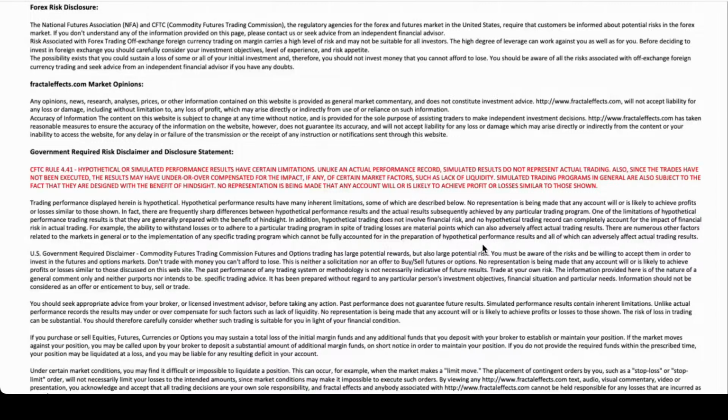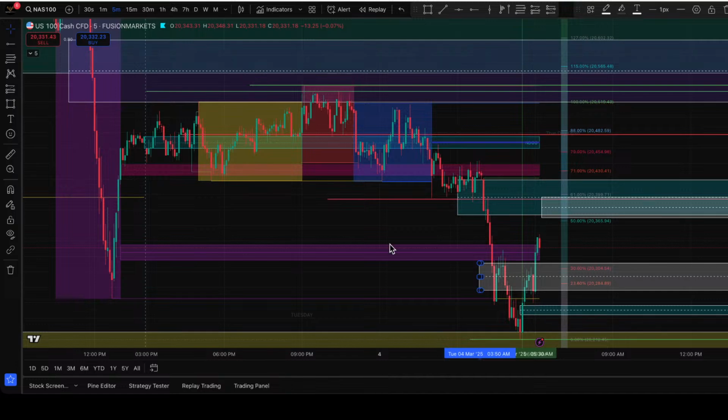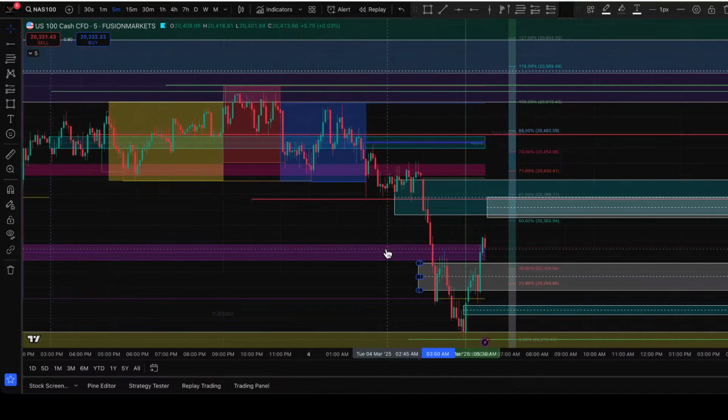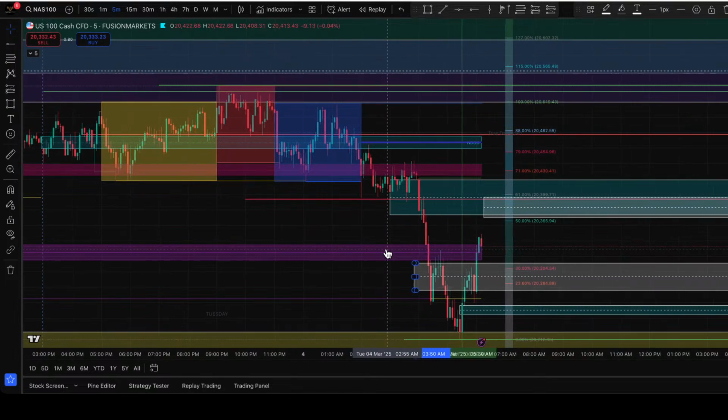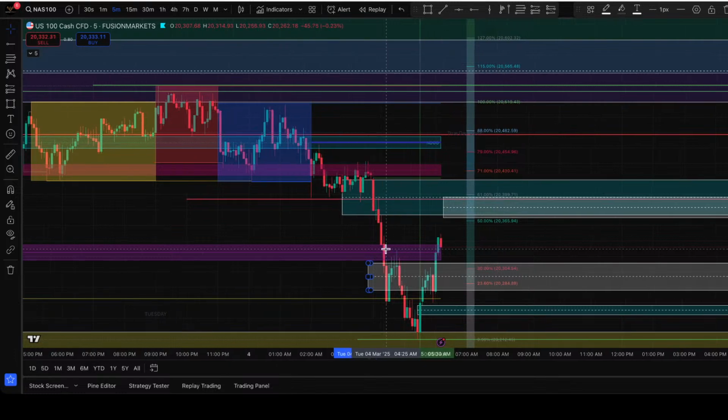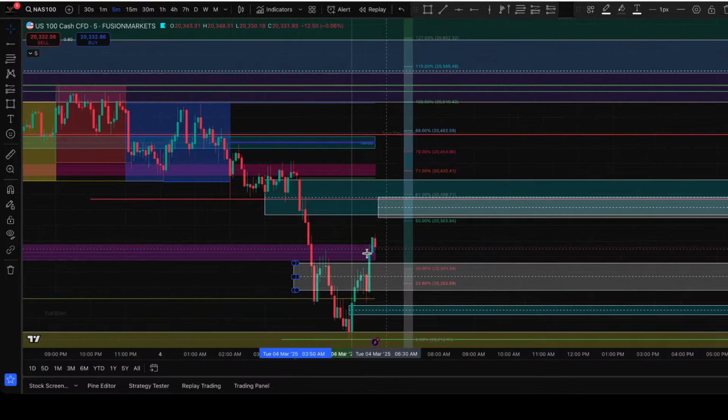So we're running a little late. We're just going to jump onto the charts. It's got a few levels marked up here. We're right at the purple zone. We're going to go right into this green zone right here that we've painted out.